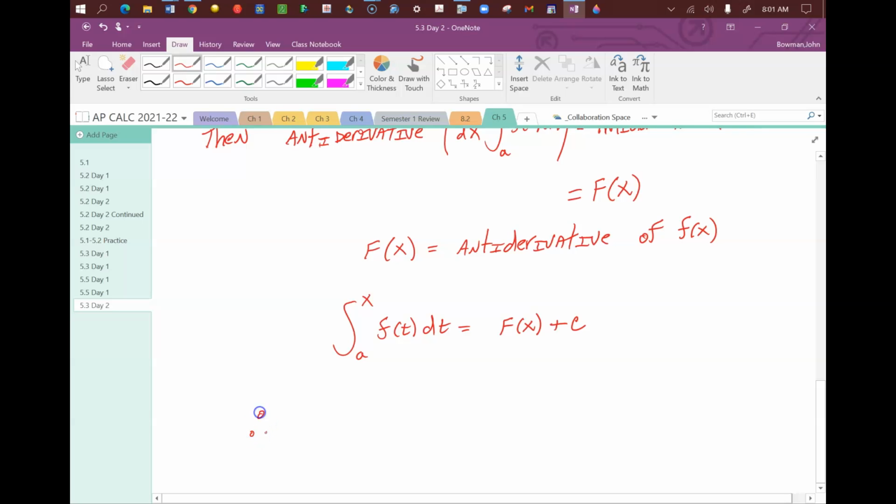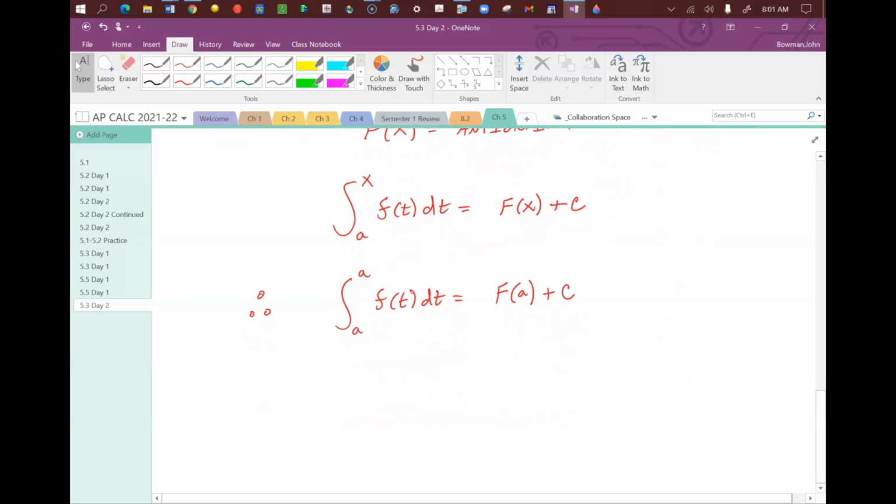Therefore, remember these three dots represent therefore, the integral from a to a of f of t dt is going to be equal to F of a plus some constant. But we know that the left-hand side from properties of integrals is 0, and that tells us that the constant is equal to the opposite of F of a.